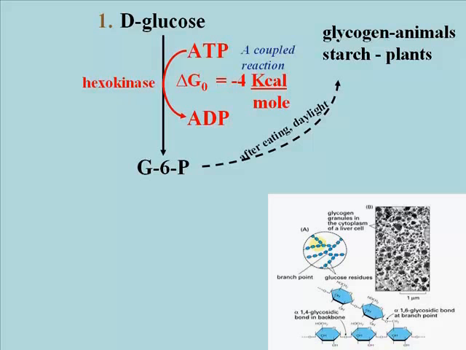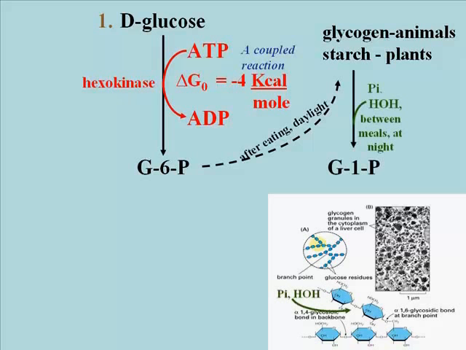Any G6P that is not needed immediately for its free energy would be stored as glycogen in animals or as starch in plants. Stored glycogen is visible in the electron microscope as electron-dense granules, such as those seen in the micrograph in the lower right.